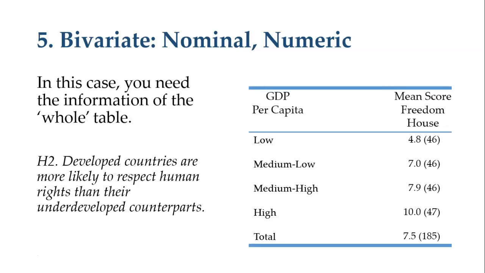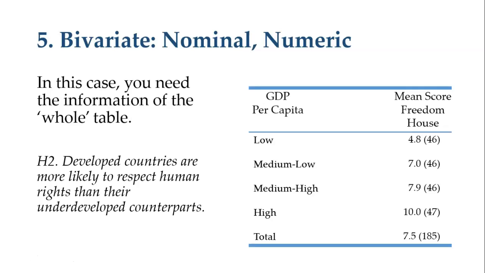So there are three things that I want to highlight here. The first one is that in this case, this is going to be the only case in which you're going to graph the whole table. Okay? Because in this case, what you are using is the whole column, right? And you need to see if the mean score of Freedom House, for instance, changes as the values of your independent variable change, okay?